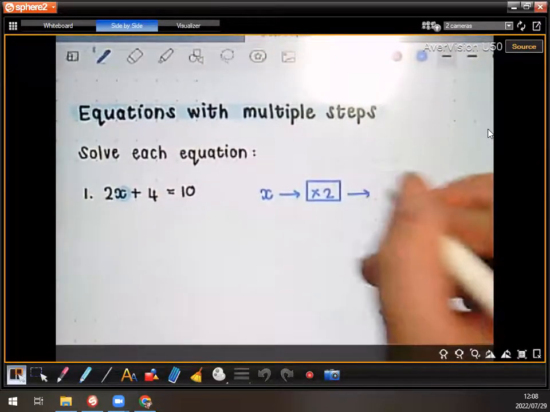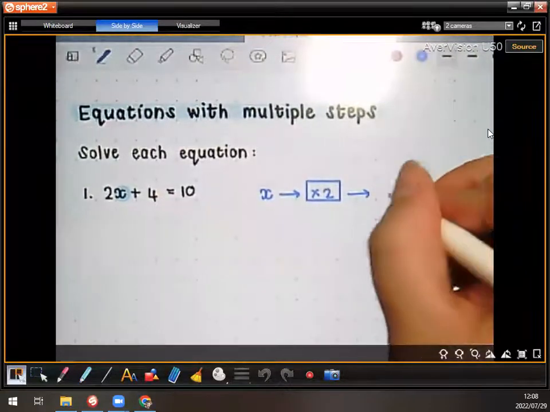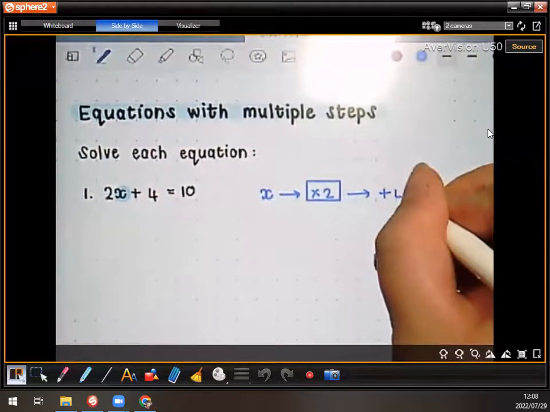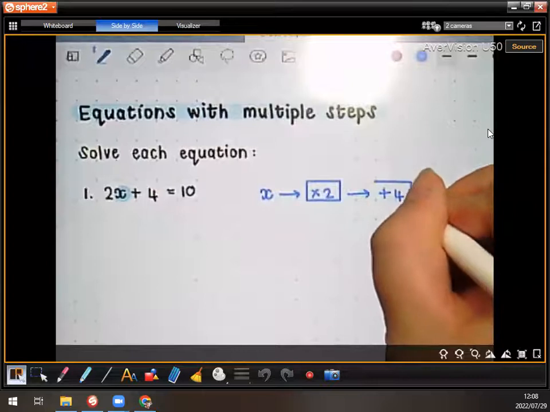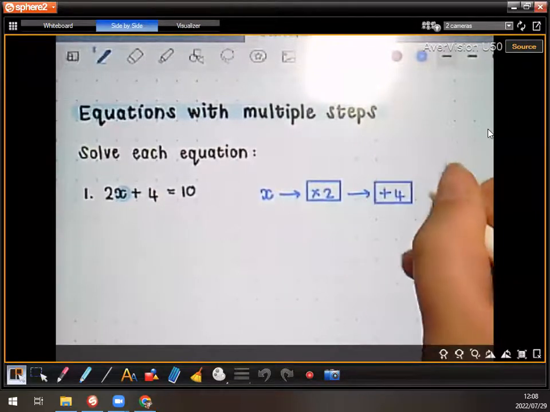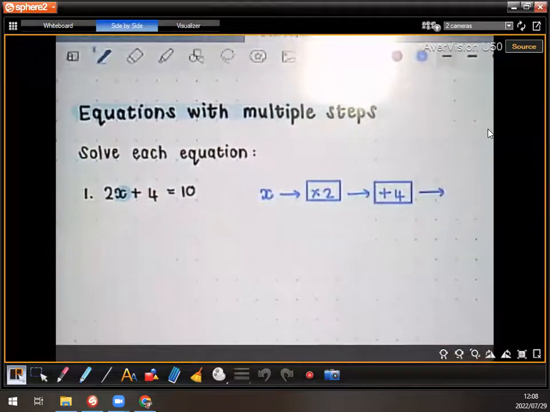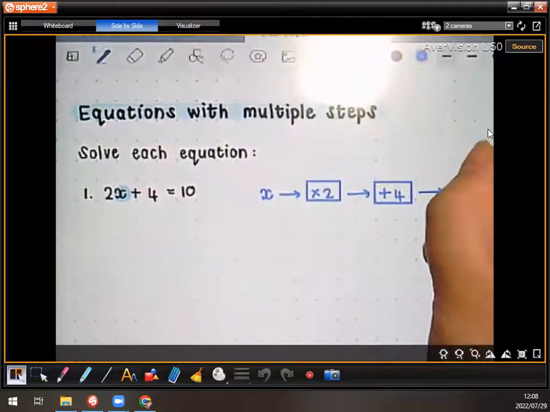Then we have a second step. We are then adding 4 to that answer. And then what is the output value? What is the answer that we're getting? 10.